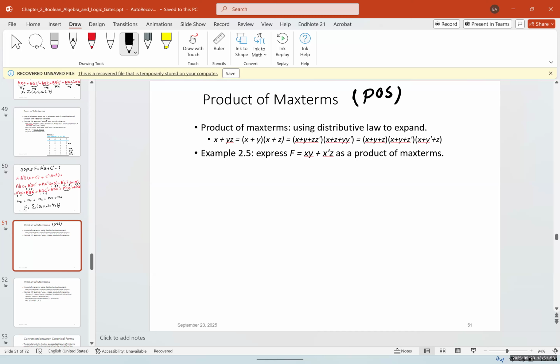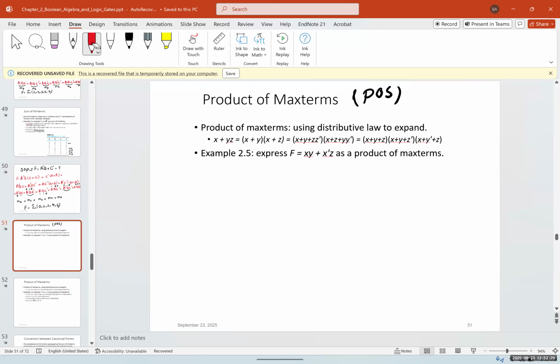And we are missing a z here, so it's going to be z times z prime. And we know that z and with z prime gives us 0, so it's not going to make any difference. And this term is missing the y, so we're going to add it with y prime. Then we can expand it again, and it's going to be x plus y plus z, and with x plus y plus z prime, and with x plus y prime plus z. Again, we can use the distributive law again.